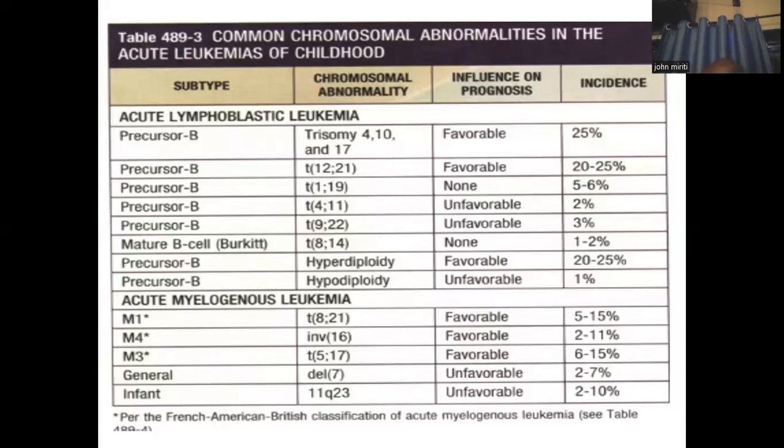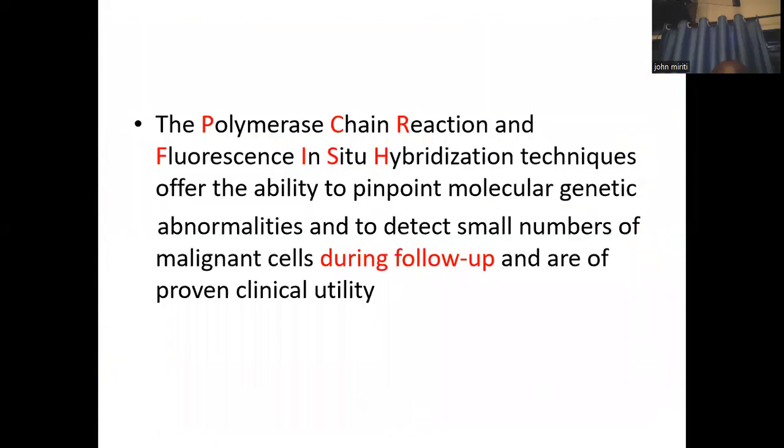So in this case you can see that B precursor cells play a big role in the case of acute lymphoid leukemia. Again, you can see the Burkitt type, which is virus related, B cells is again minimum with 1 to 2%.